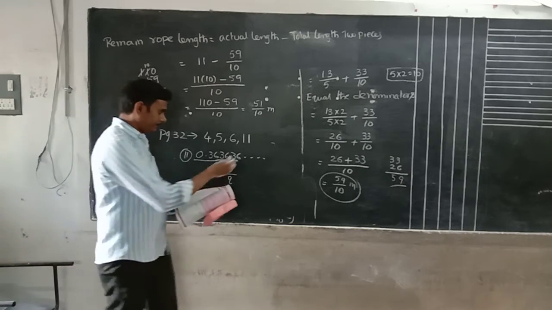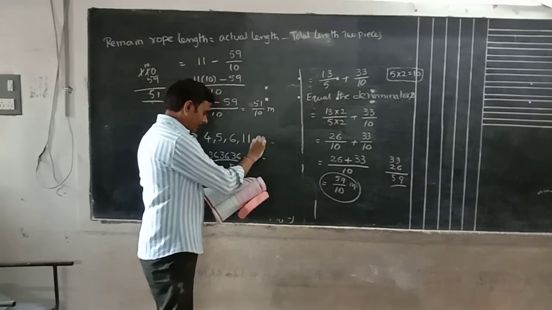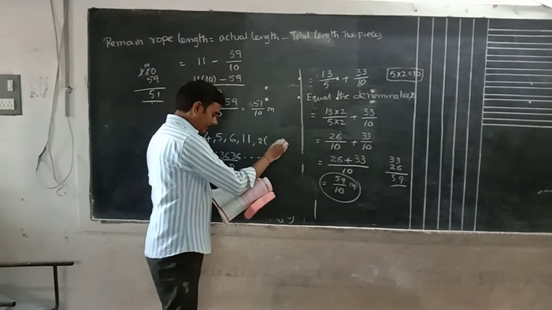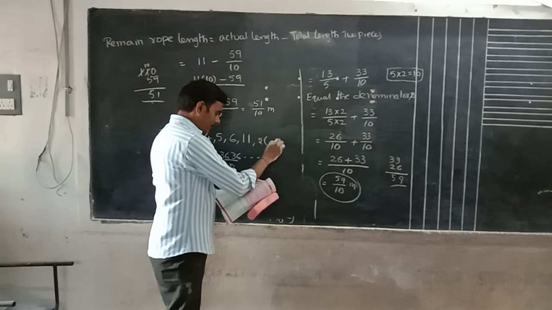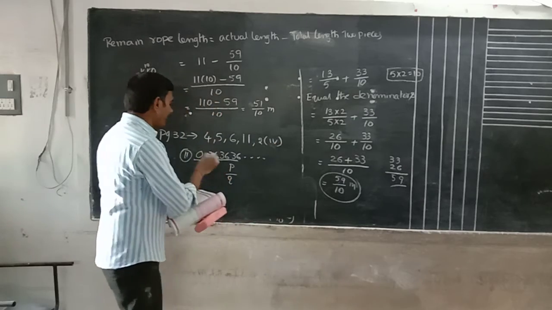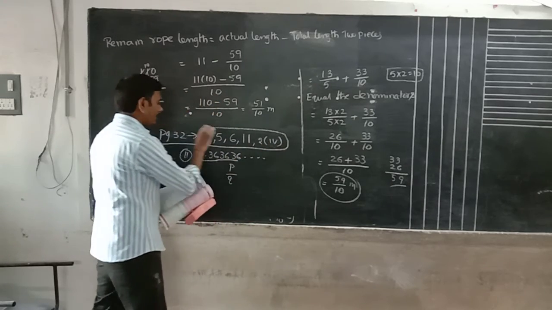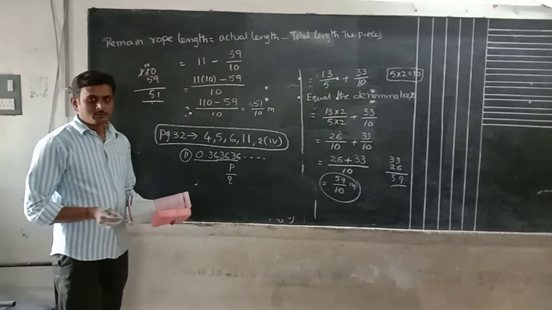One more sum in the second Roman numeral section, fourth question. Everybody do these five sums: 4, 5, 6, 11, and second Roman 4.